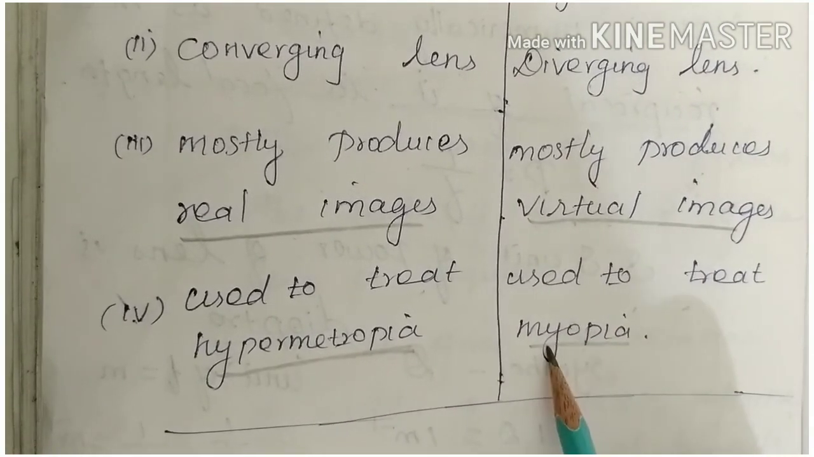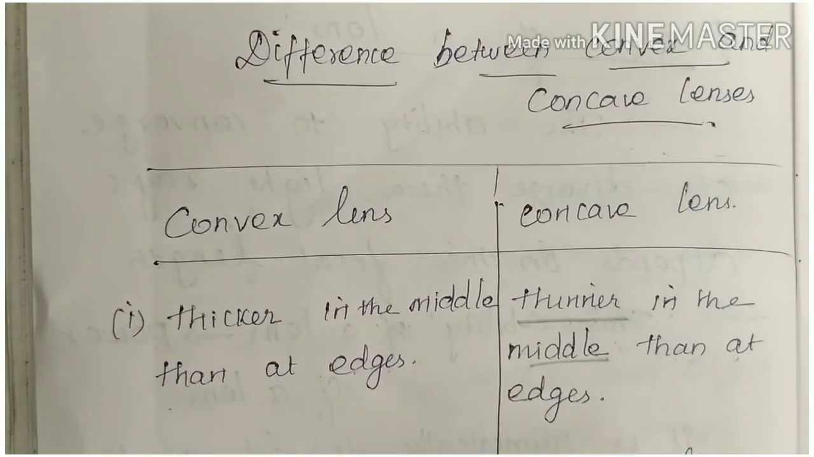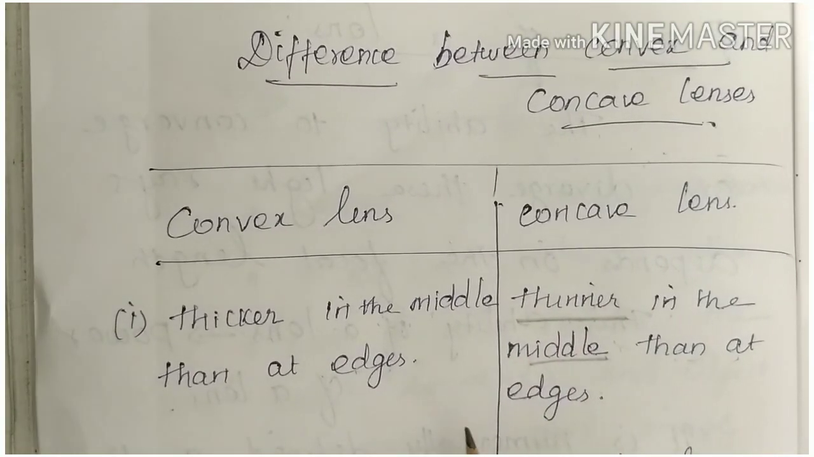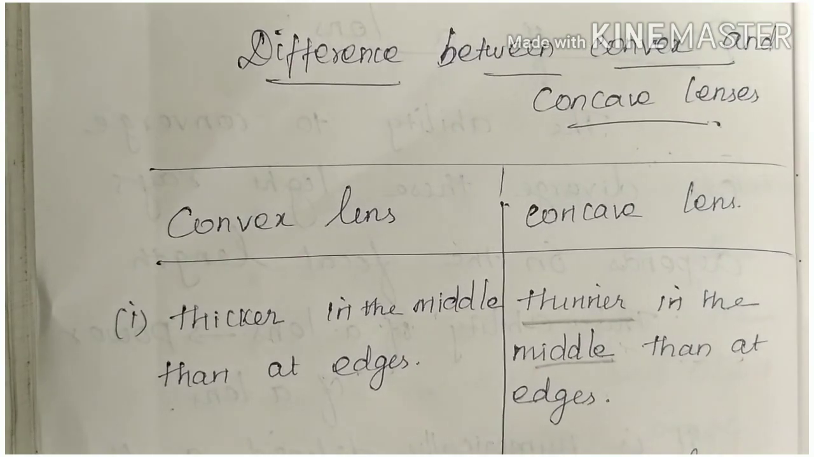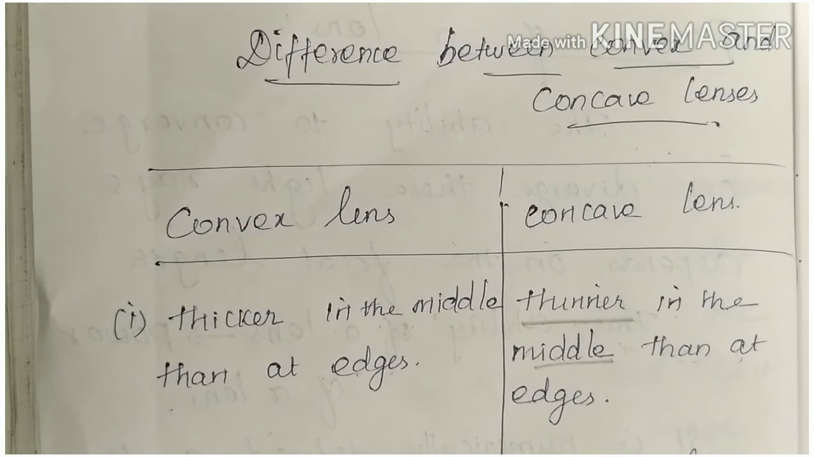Students, today you have to learn and write this question: the difference between convex and concave lenses. Also we have to learn and write the Cartesian sign convention. These two questions we have to learn and write in the note.